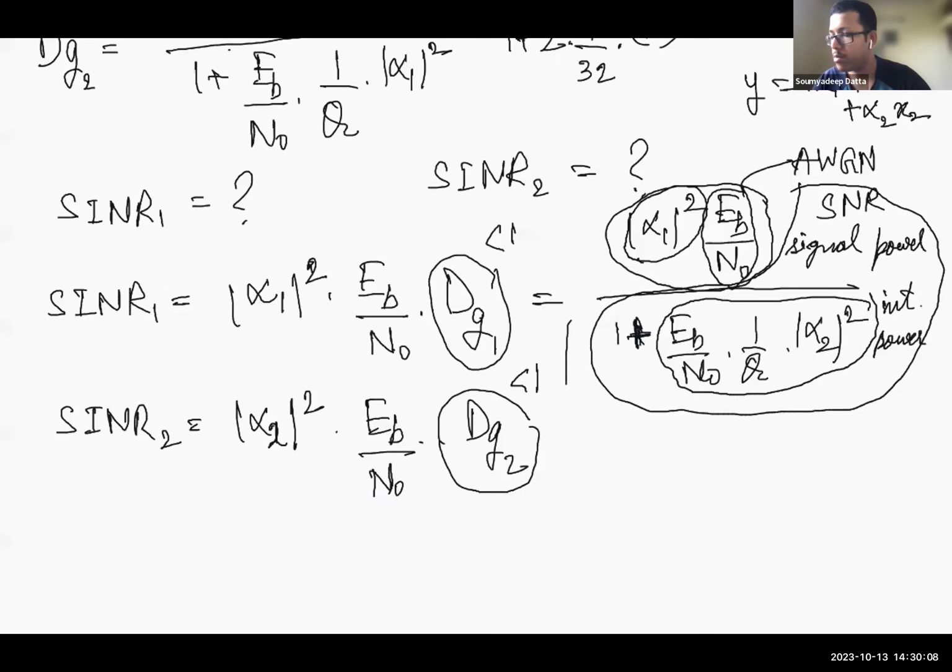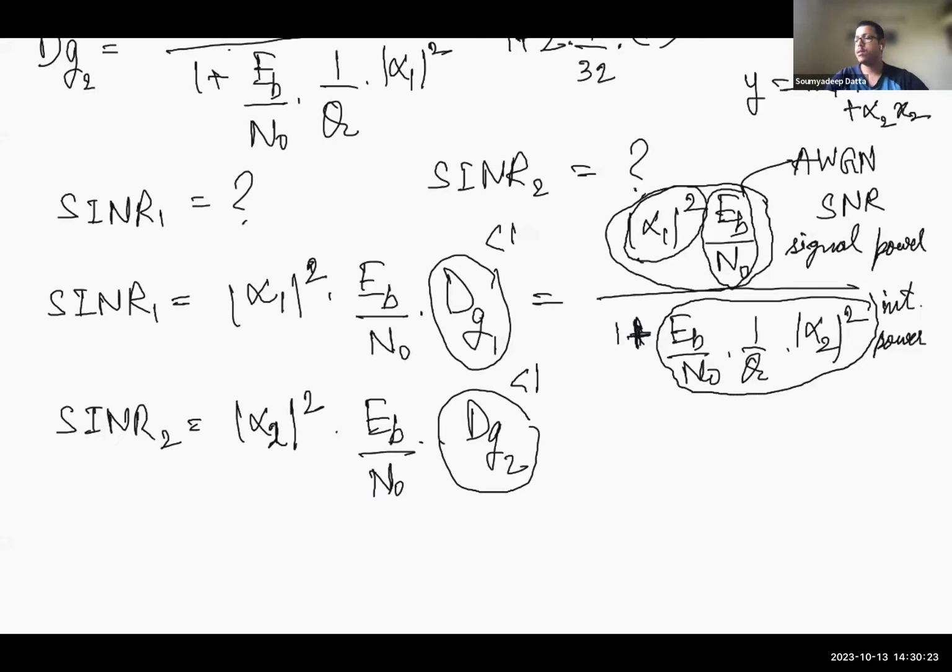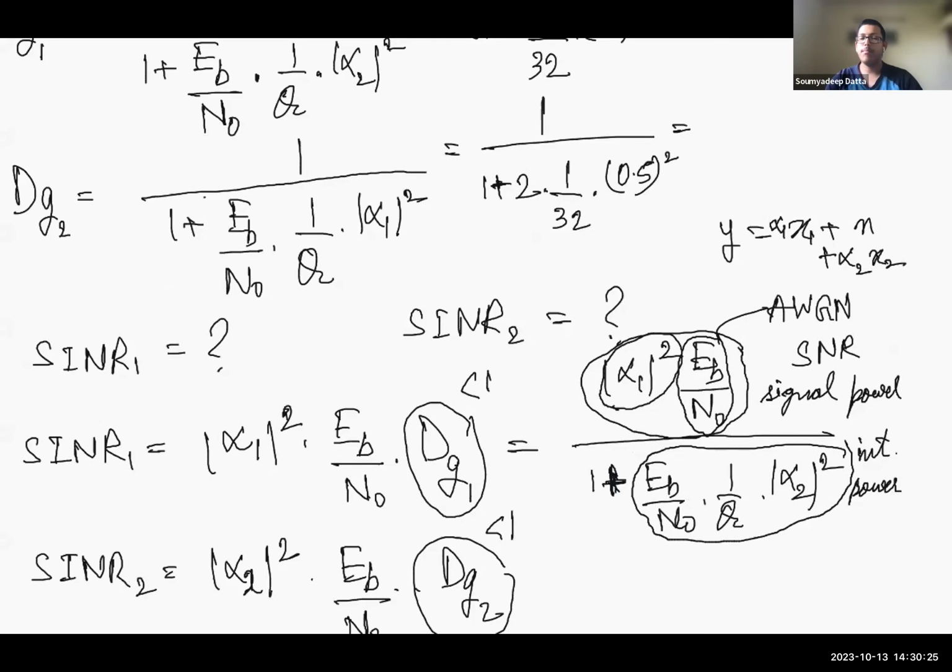You have this kind of channel, right? Y equal to alpha 1 x1 plus alpha 2 x2 plus n. So that is the typical interference channel. This is your direct channel gain. This is your interfering channel gain. This is your noise part. So that is all that is there here.